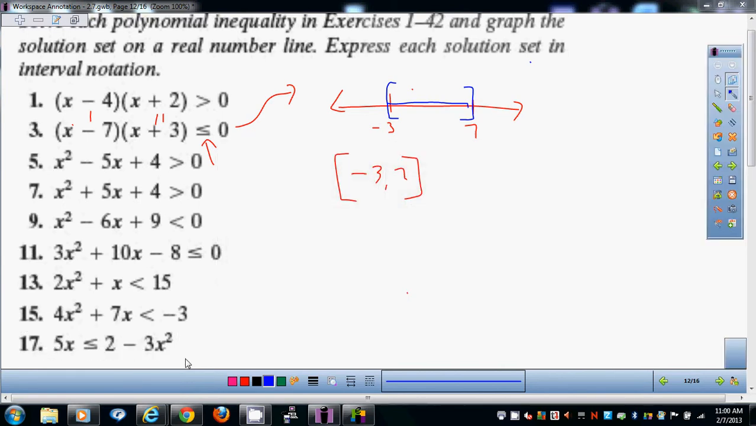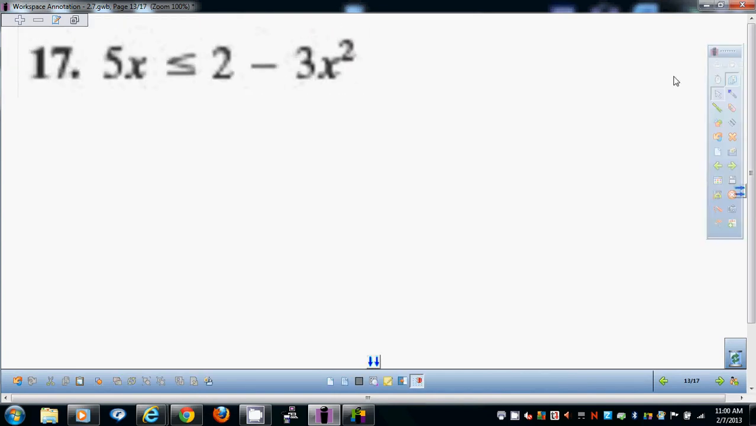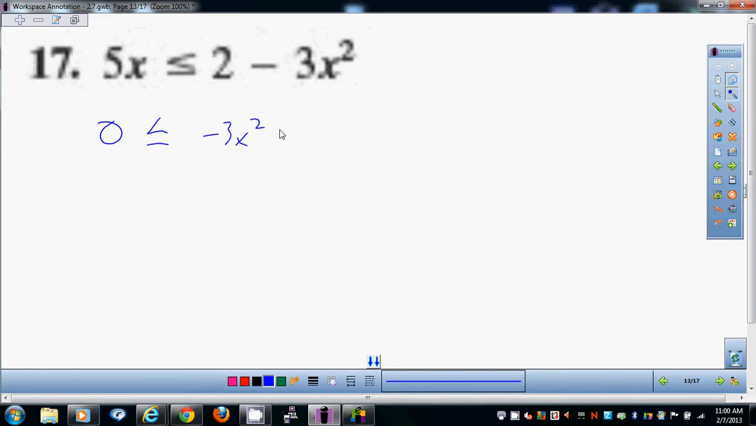Very good. Just go ahead and move the 5x. So 0 is less than or equal to negative 3x squared minus 5x plus 2. I just subtracted the 5x to the other side. At this step, don't even worry about the inequality. Just solve the dang thing. Let's plug it straight into the quadratic. Negative b plus or minus. I could never make this song sound right.